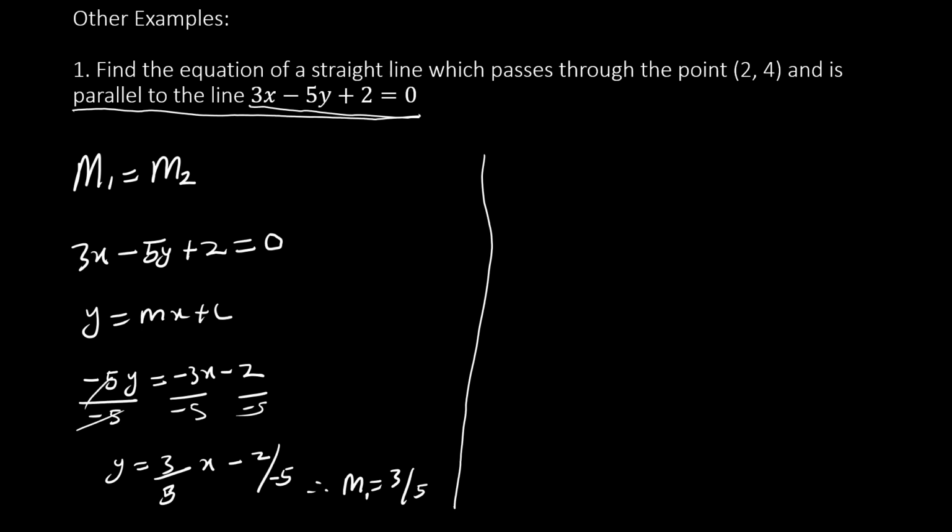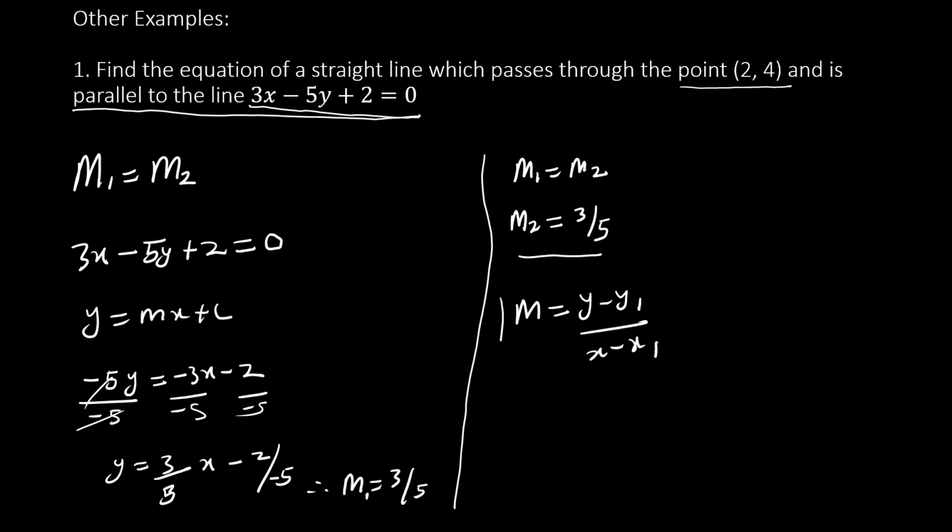Since the condition is that m1 must be equal to m2, then for the equation of the straight line that we're looking for, the slope m2 must also be equal to 3 over 5. Here we have a slope, which is the gradient, and also a point. We can now have the equation of the straight line as m equal to y minus y1 over x minus x1. As I said before, this is the second form. We have 3 over 5 equal to y minus 4 all over x minus 2.